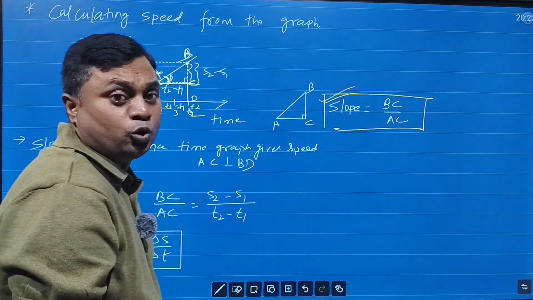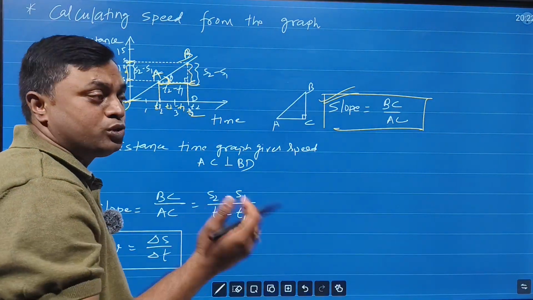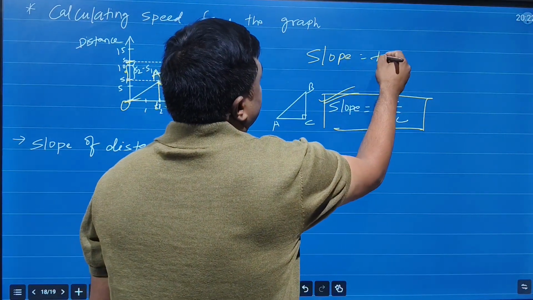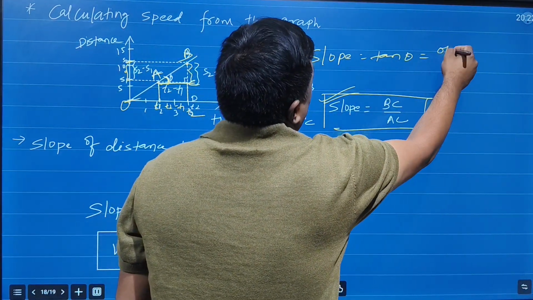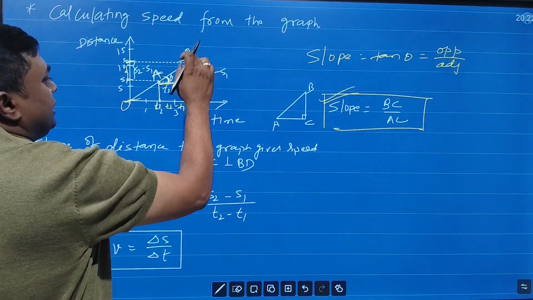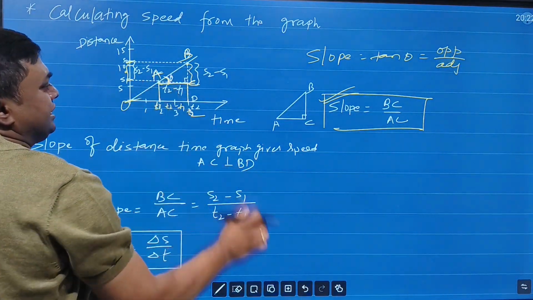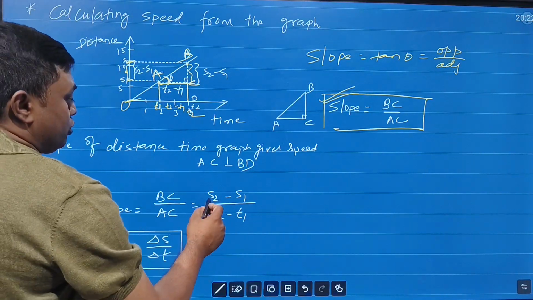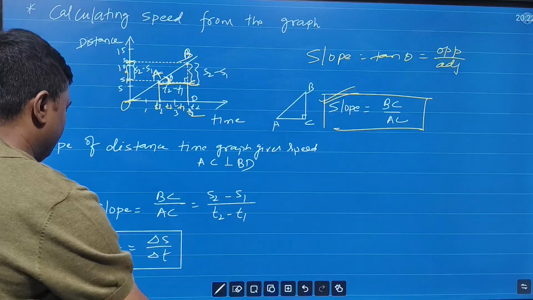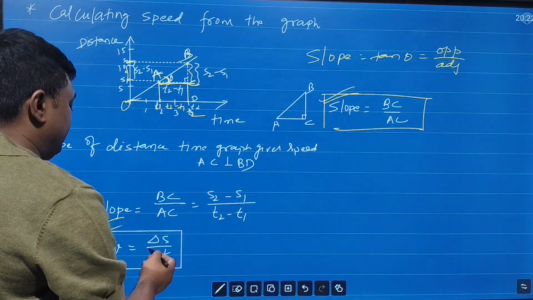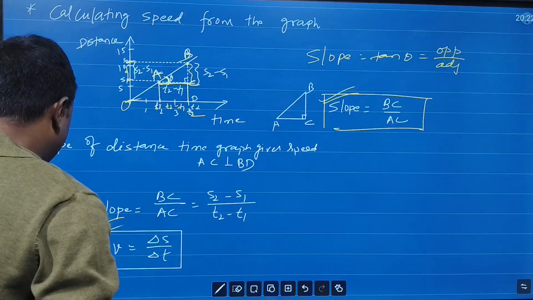This slope is there actually in 10th standard PUC. Slope is nothing but tan theta. And tan theta is opposite by adjacent. In this triangle, BC is the opposite and adjacent is AC. So we can write BC by AC, that is the slope. So (S2 minus S1) by (T2 minus T1). So the slope will give you the velocity. Velocity, or speed, is delta S by delta T.